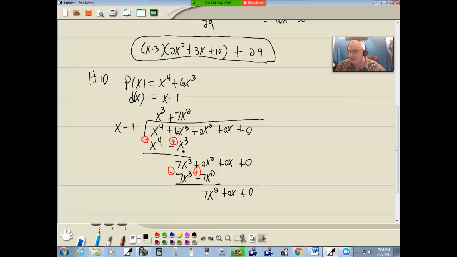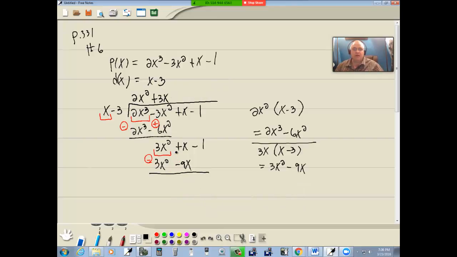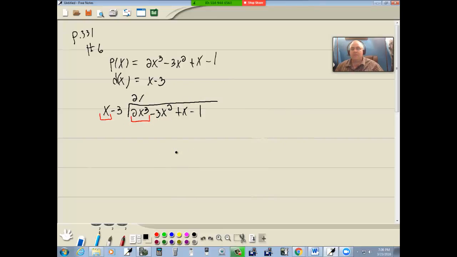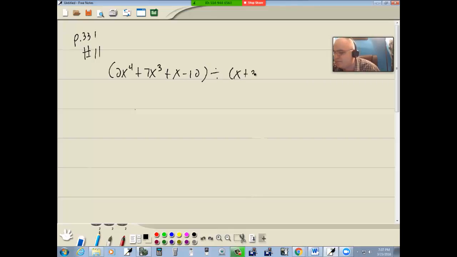Okay, let's take a look at synthetic division now. This is on page 331, number 11. So we have 2x to the fourth plus 7x to the third plus x minus 12 divided by x plus 3. Instructions say use synthetic division to find the quotient and the remainder.